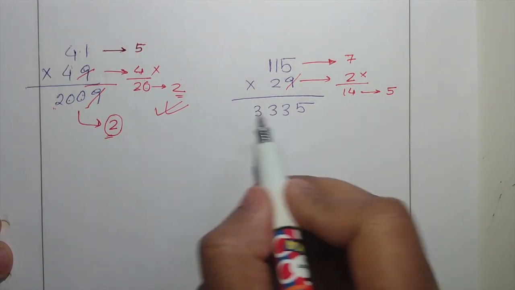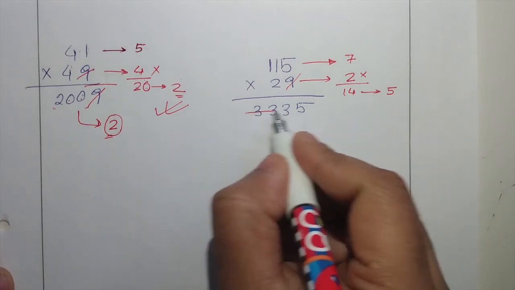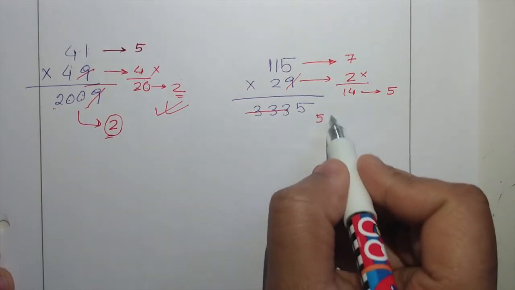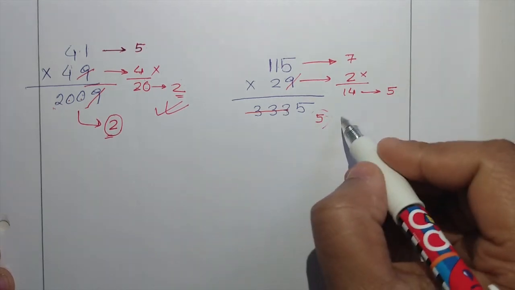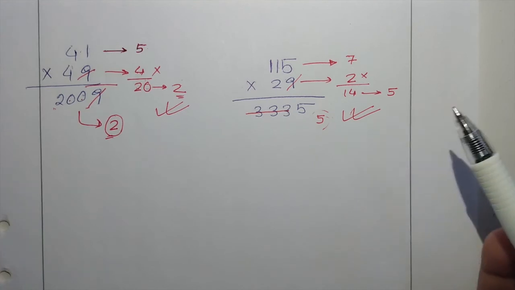Alright, now if you look at the product, there is 3 and 3 and 3. So all of them makes it 9, so we just remove them. The remaining number is 5. So in the product we have 5 and in the multiplication we also have 5. So therefore we can confidently say that the product is correct.